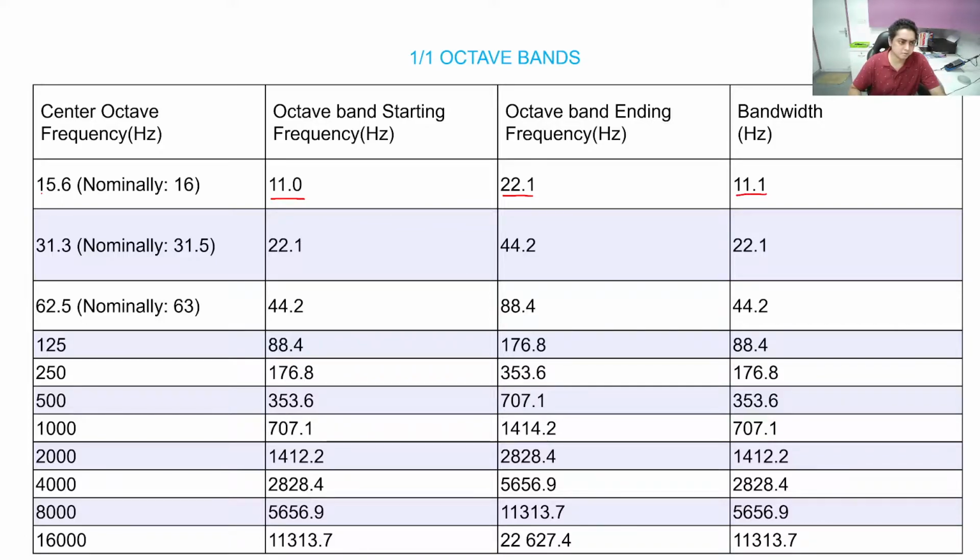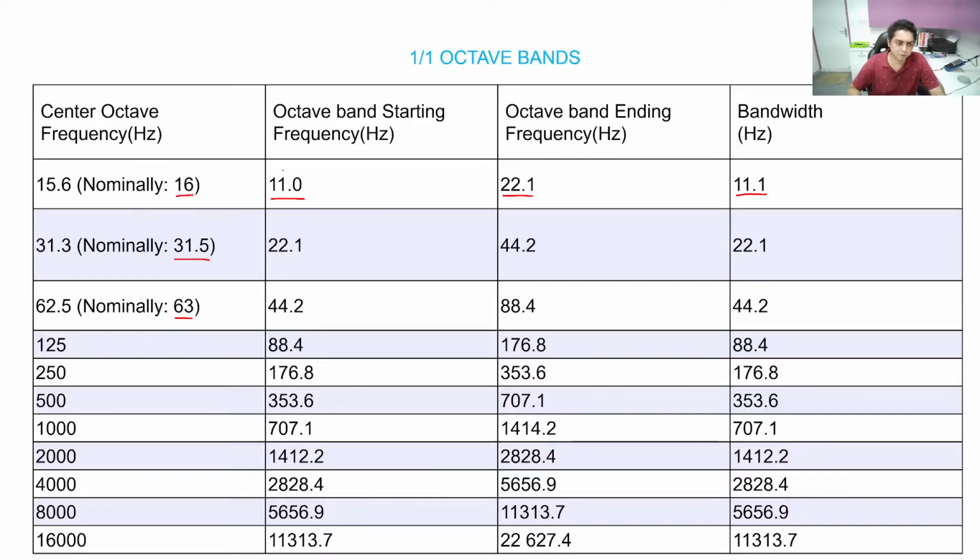The actual center frequency here is 15.6, but in industry we just use the number 16 Hz band. We call it the 16 Hz band, but the true center frequency is 15.6. Similarly, for the 31.3 and the 62.5 center frequencies, we nominally call them the 31.5 Hz band and the 63 Hz band. These are only nominal. They are used in industry for ease of use.